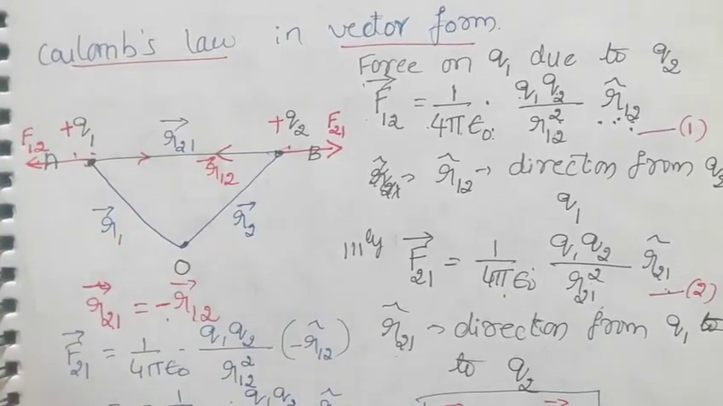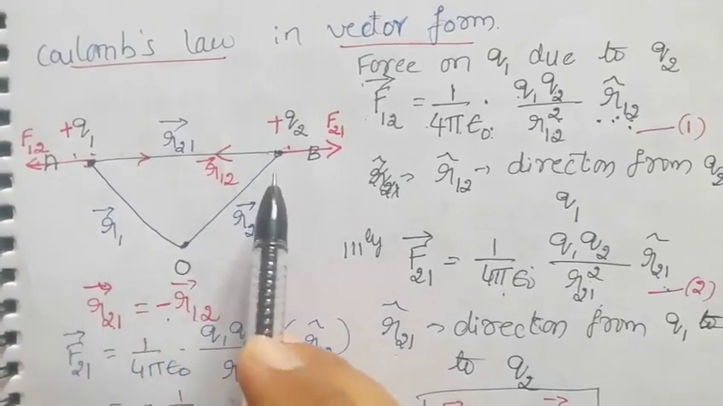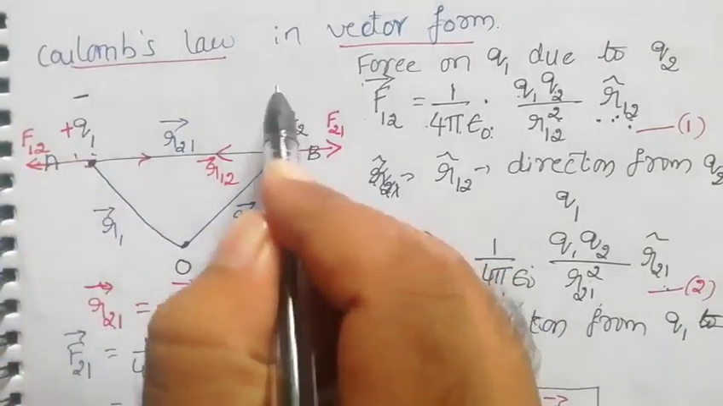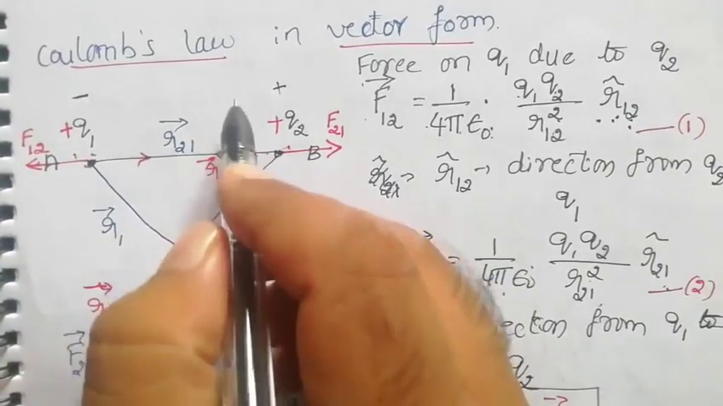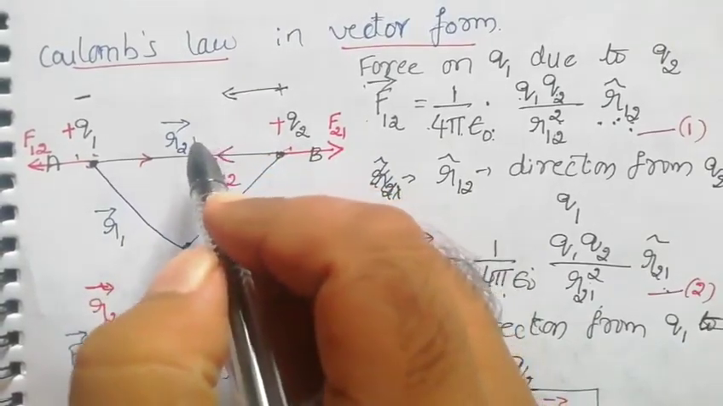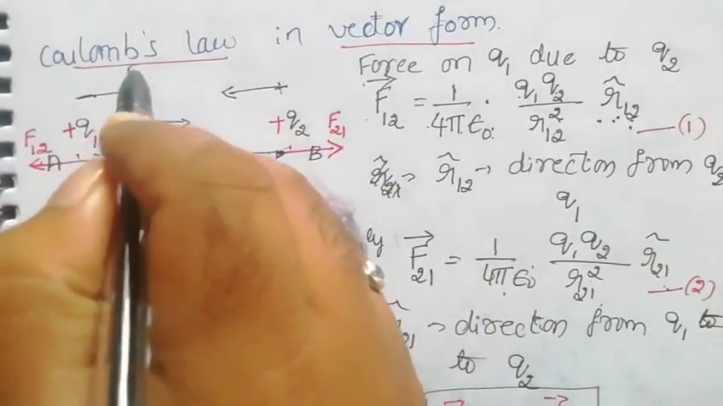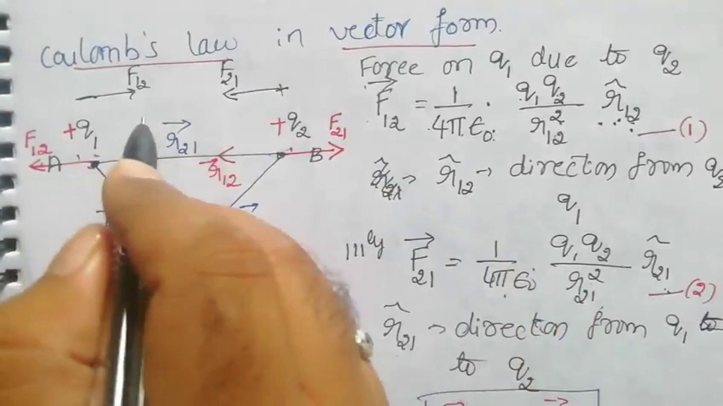Second case: if one is positive and one is negative. If both are negative, there will be repulsion. Now, if one is positive and one is negative, let us assume this is a negative charge and this is a positive charge. In this case, the force on the second charge due to the first will act in this direction, and the force on the first charge due to the second will be like this. So this is written as force on 1 due to 2, and this is force on 2 due to 1. There will be an attractive nature.